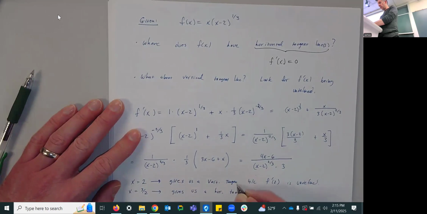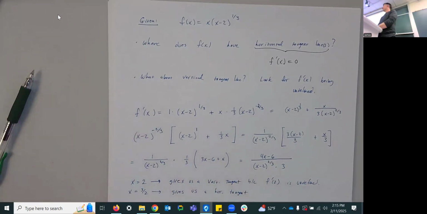Tangent does end with the letter T. And I think it's worth all your whiles to graph this on Desmos and actually take a look at it. It's kind of neat.